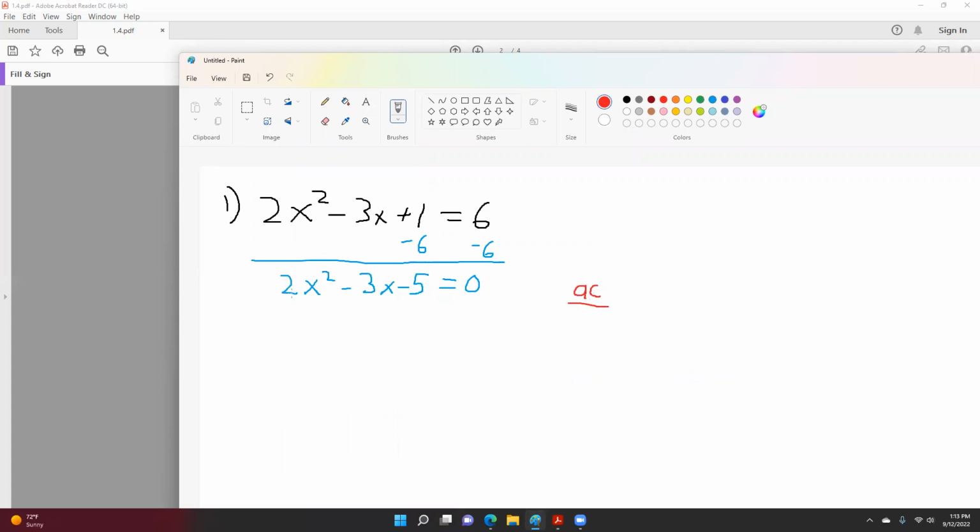Okay, so A and C is 2 and negative 5, which is negative 10. So you need to give me all the combinations. When you multiply them, you will get a negative 10. That combination is 5 and 2, but when you add them, you get negative 3. So you got a negative 5 and a positive 2.